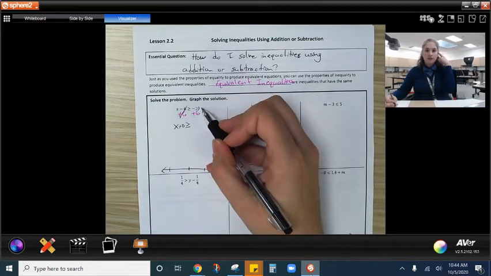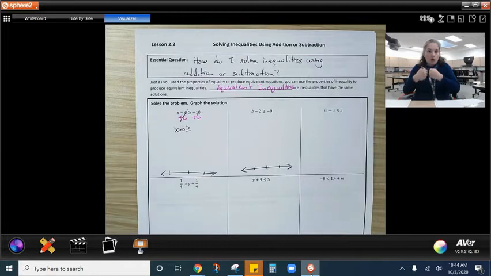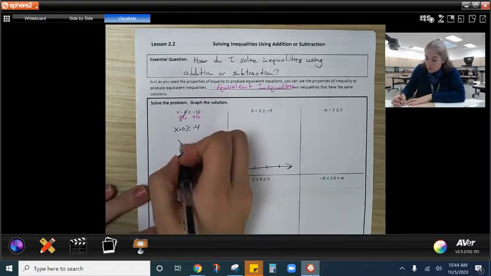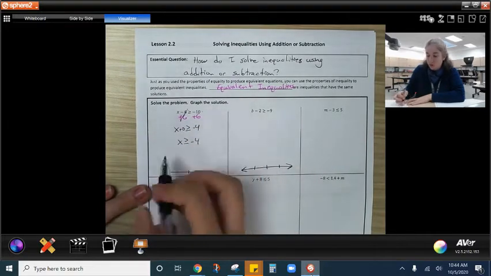If it helps you, I think of this like they're having a war, a battle, two different armies. We've got the negative army and the positive army. So when they fight each other, we end up with 4 of our negative guys left over. So we have a negative 4. So x is greater than or equal to negative 4.